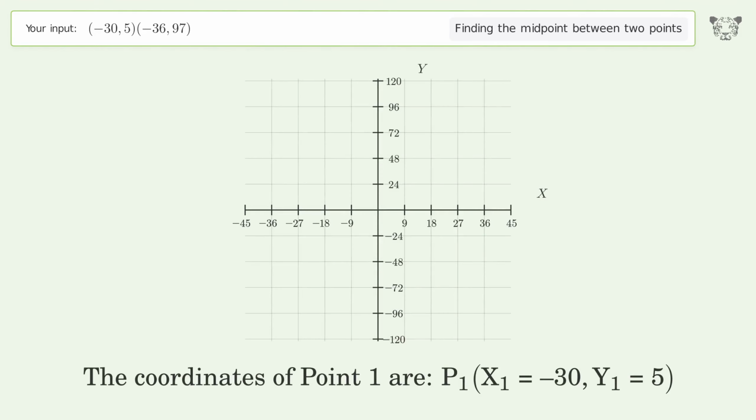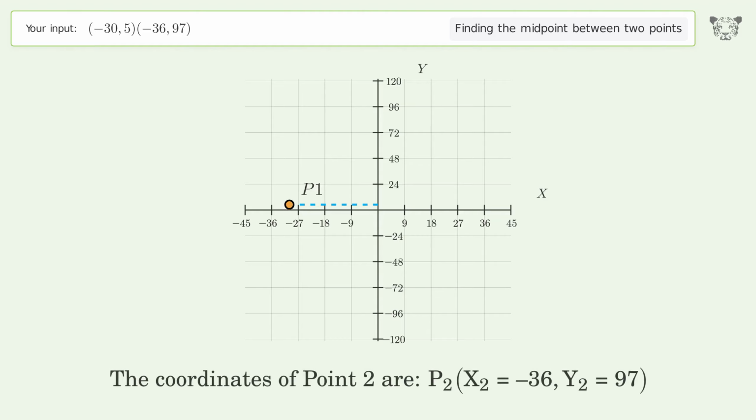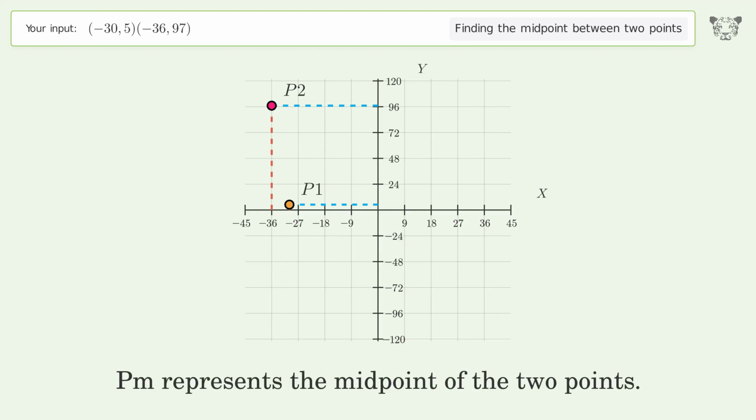The coordinates of point 1 are x1 equals -30, y1 equals 5. The coordinates of point 2 are x2 equals -36, y2 equals 97. PM represents the midpoint of the 2 points.